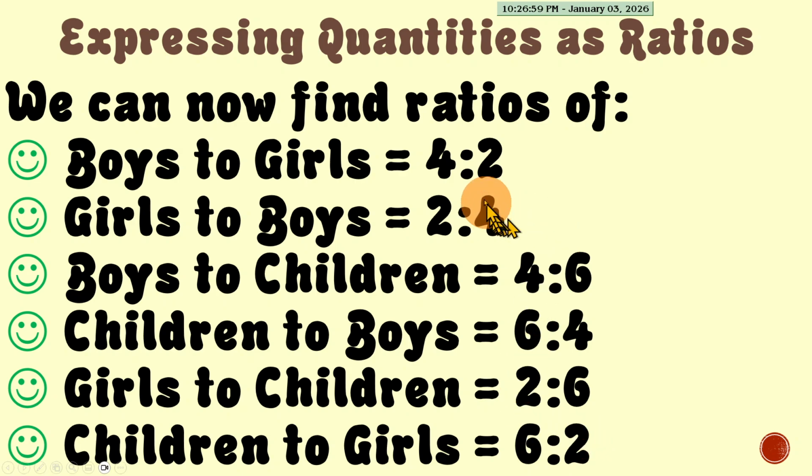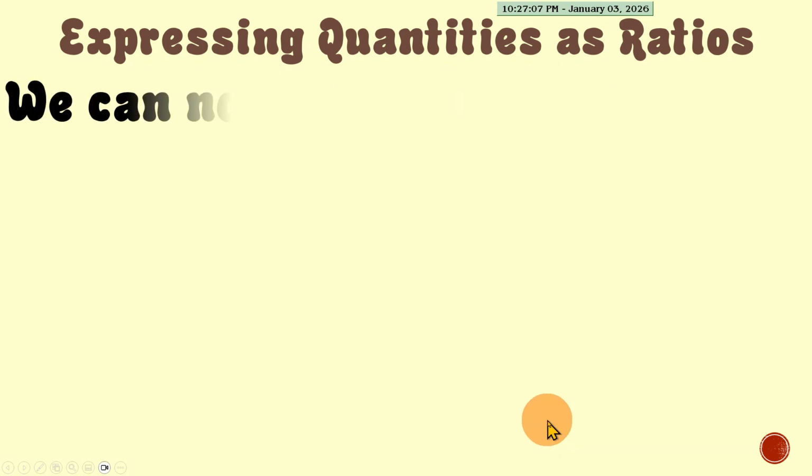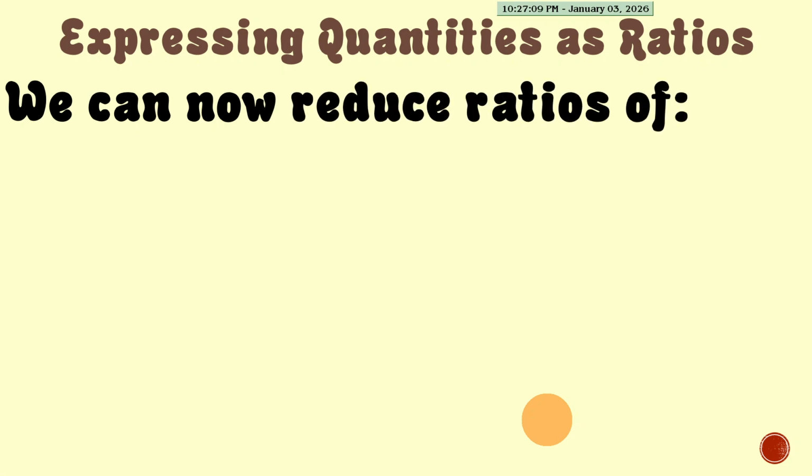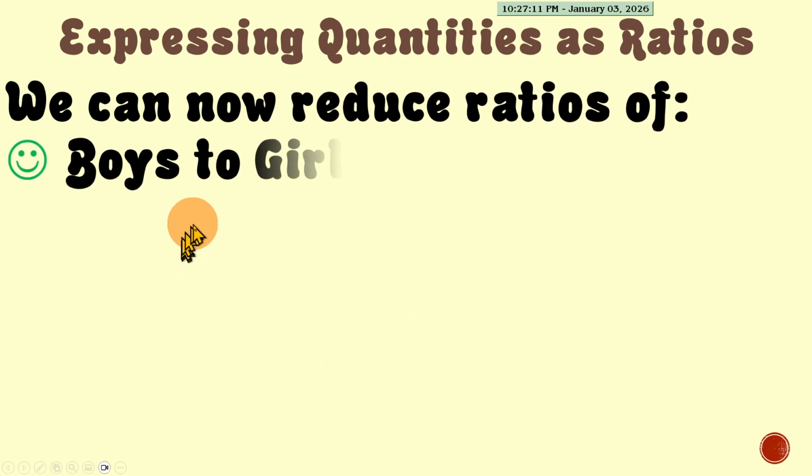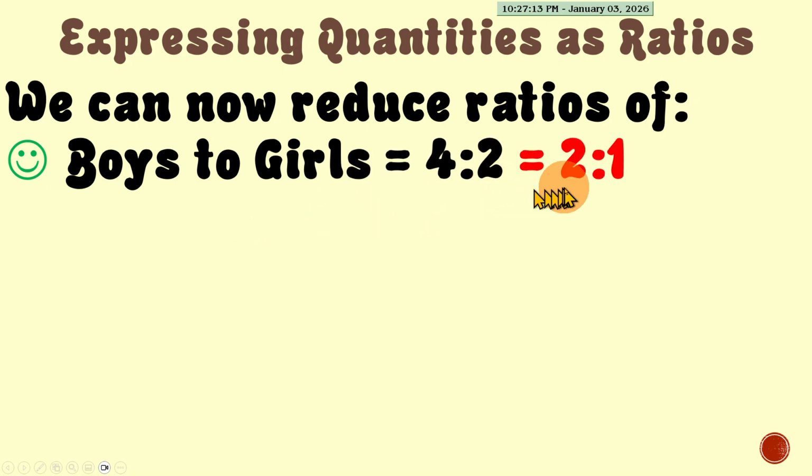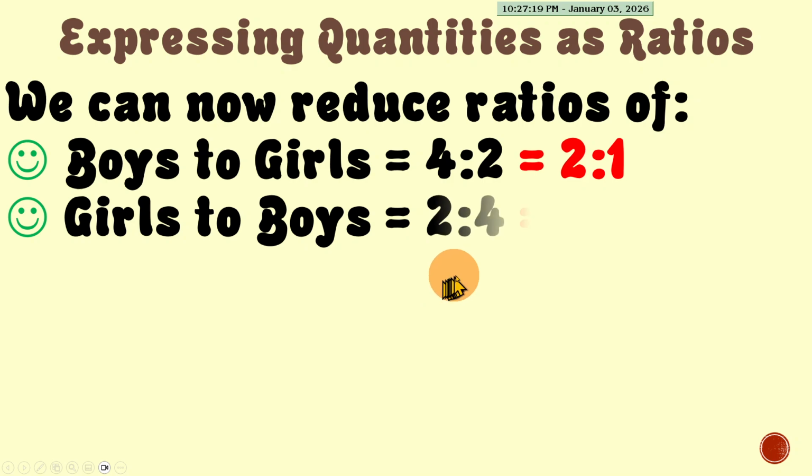So, of course, our objective told us that we need to simplify these numbers. All of these are even numbers, so we can divide all of these by 2. So, boys to girls, 4 to 2, reduces to 2 to 1, just by dividing both of these numbers by 2. Girls to boys, dividing by 2, we're going to get 1 to 2.